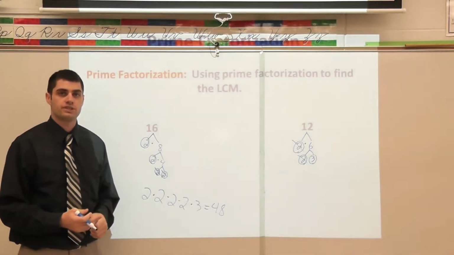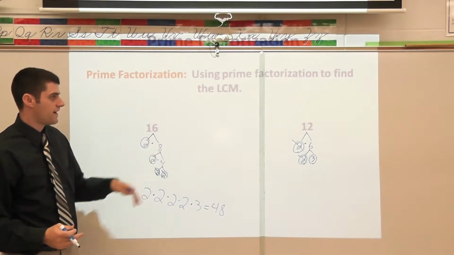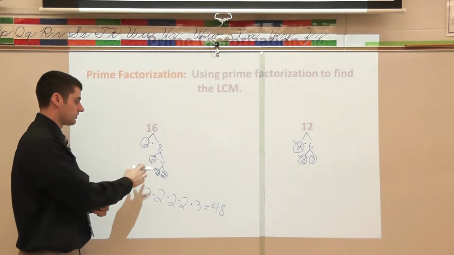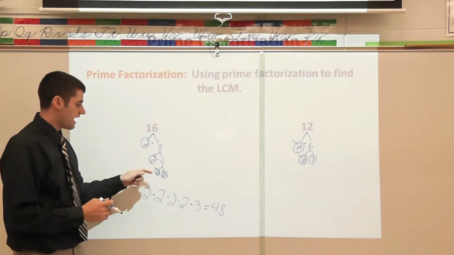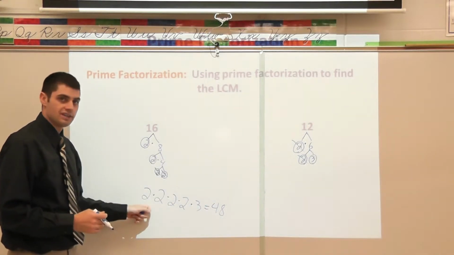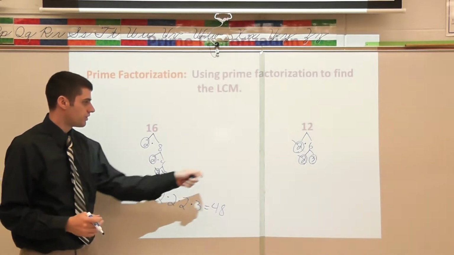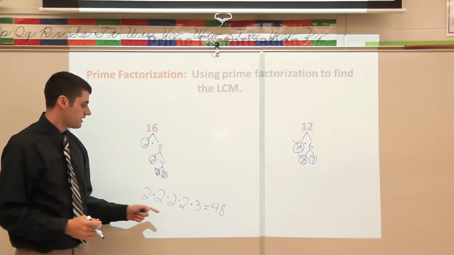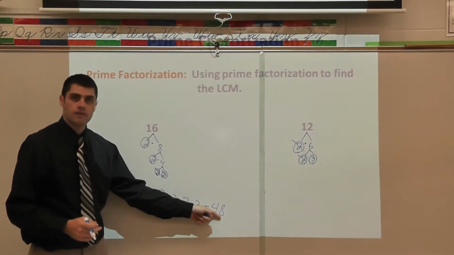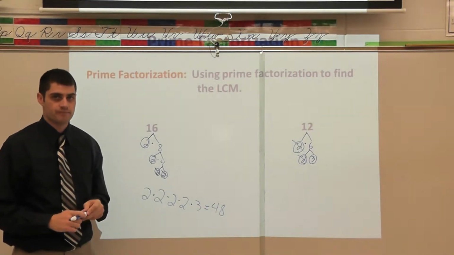Again, I followed those 3 steps. I listed out the prime factorization of each number. I circled all the prime numbers that were here. I buddied them up and wrote it one time. And then I wrote the remaining factors that were left, multiplied them together, and 48 became my LCM.